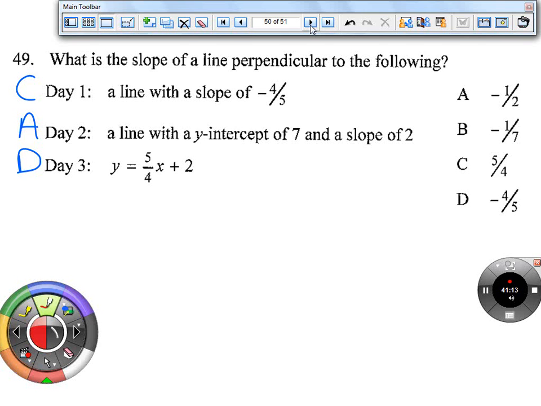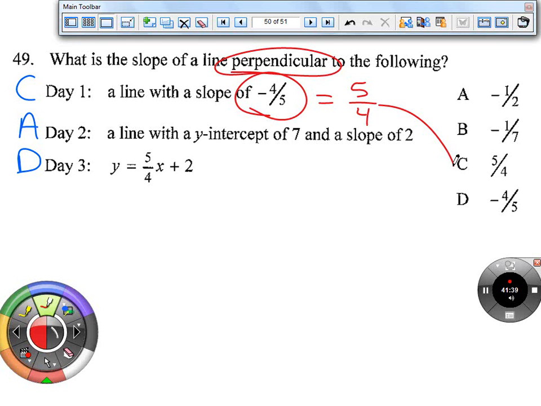Last couple, 49. What's the slope of the line perpendicular to the following? So day 1, if you have a slope of a line that's negative 4/5, you must remember that you have to flip the fraction, and you have to change the sign. You have to remember both of those things when you have perpendicular lines. So we flip the fraction, and we change the sign. So it was a negative, now it's a positive. So that's why that's 5/4.